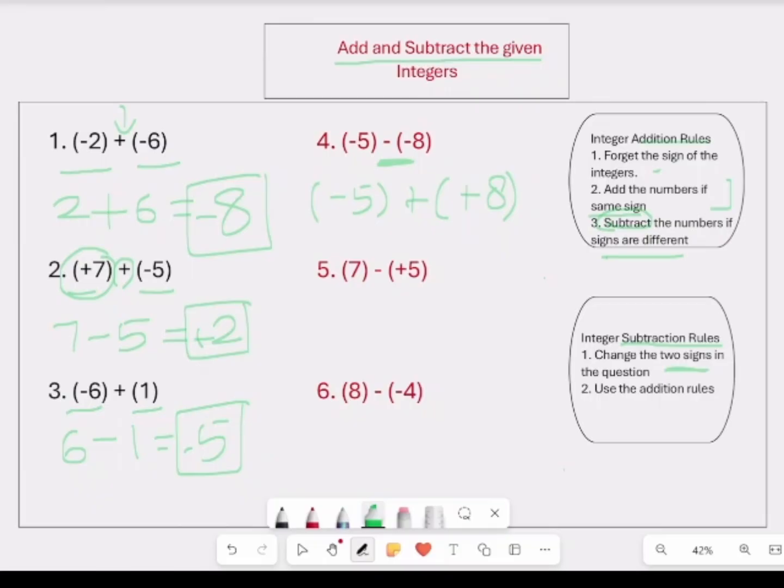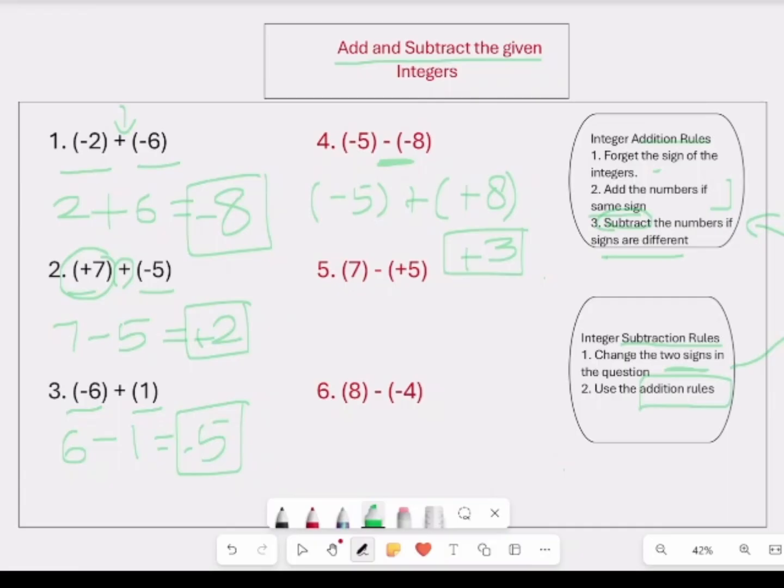Now what are the rules again? Again we have to use the addition rules. Addition rules are the ones which we have used before. So again, they are integers of different signs. We subtract 8 minus 5, we get 3. Which sign do we use? We use the sign of the larger number, which is positive, because 8 is the larger number and it carries a positive sign.